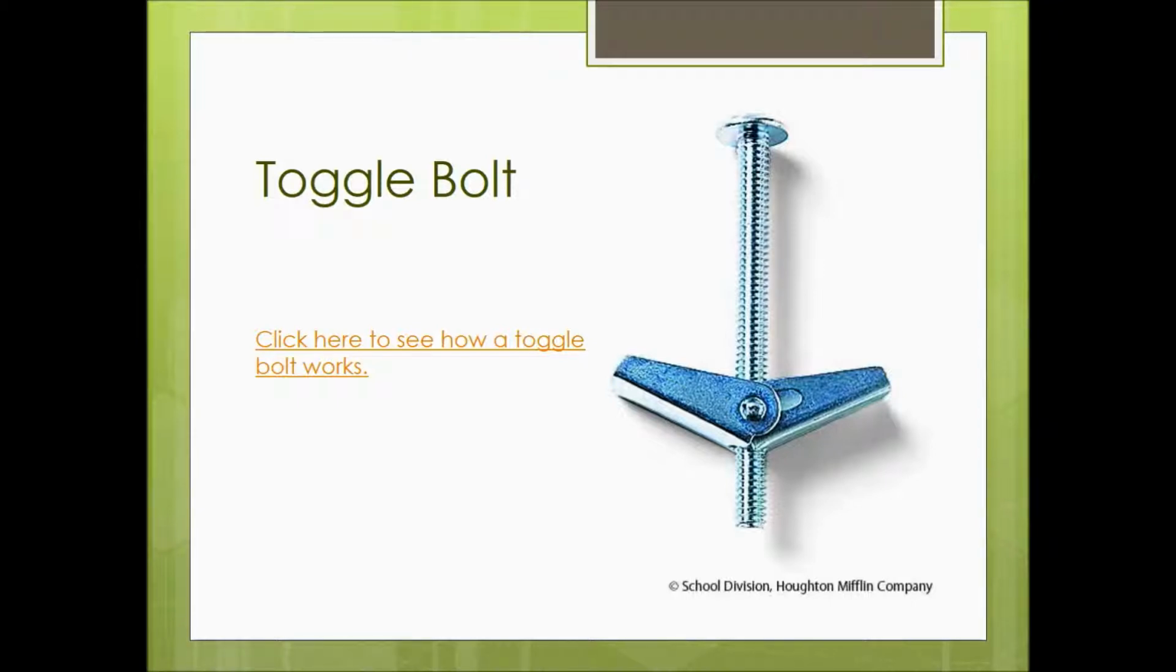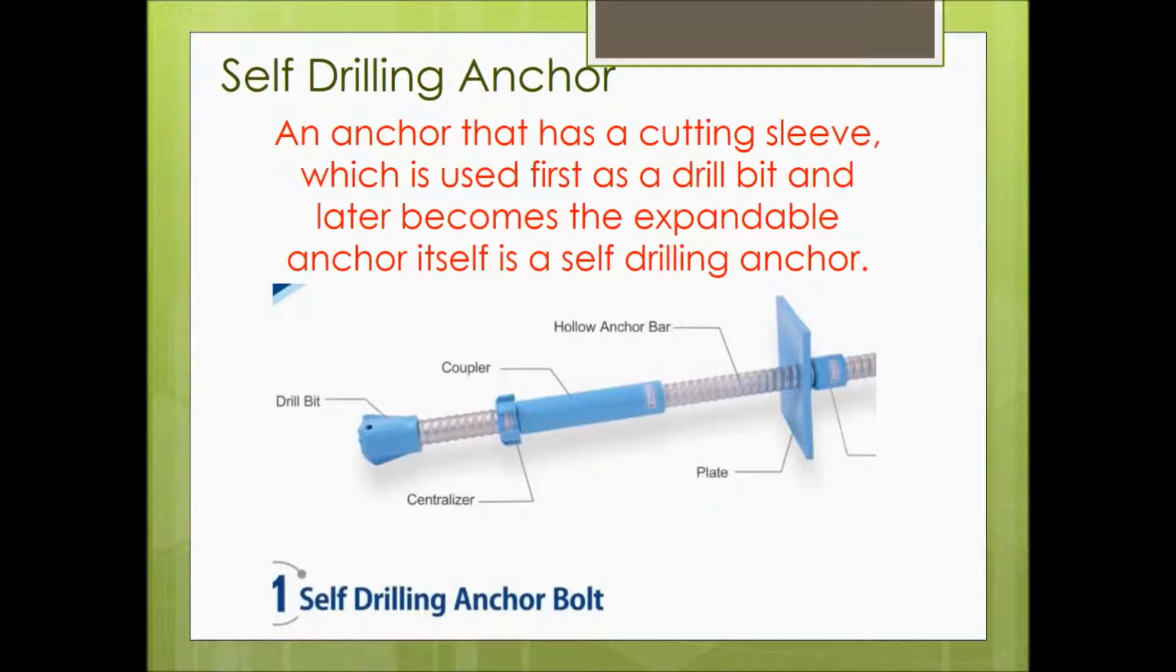All right, this is a self-drilling anchor. It has a cutting sleeve. The cutting sleeve is used as a drill bit, and then it becomes part of the expandable anchor itself.